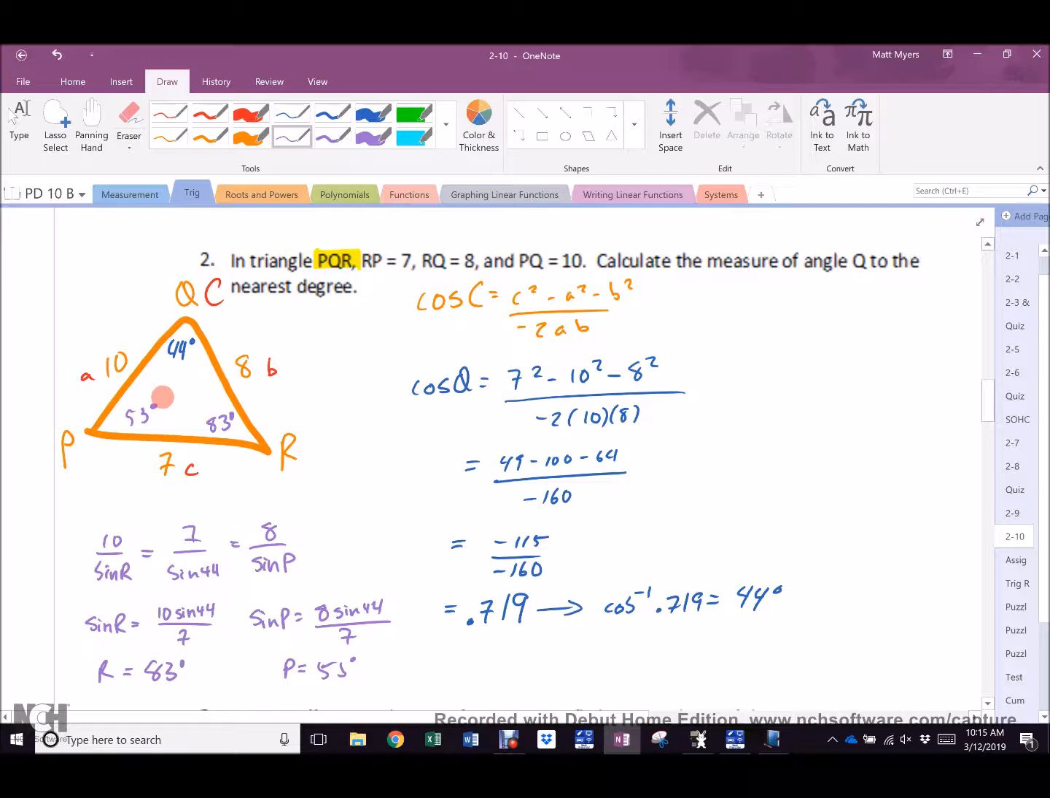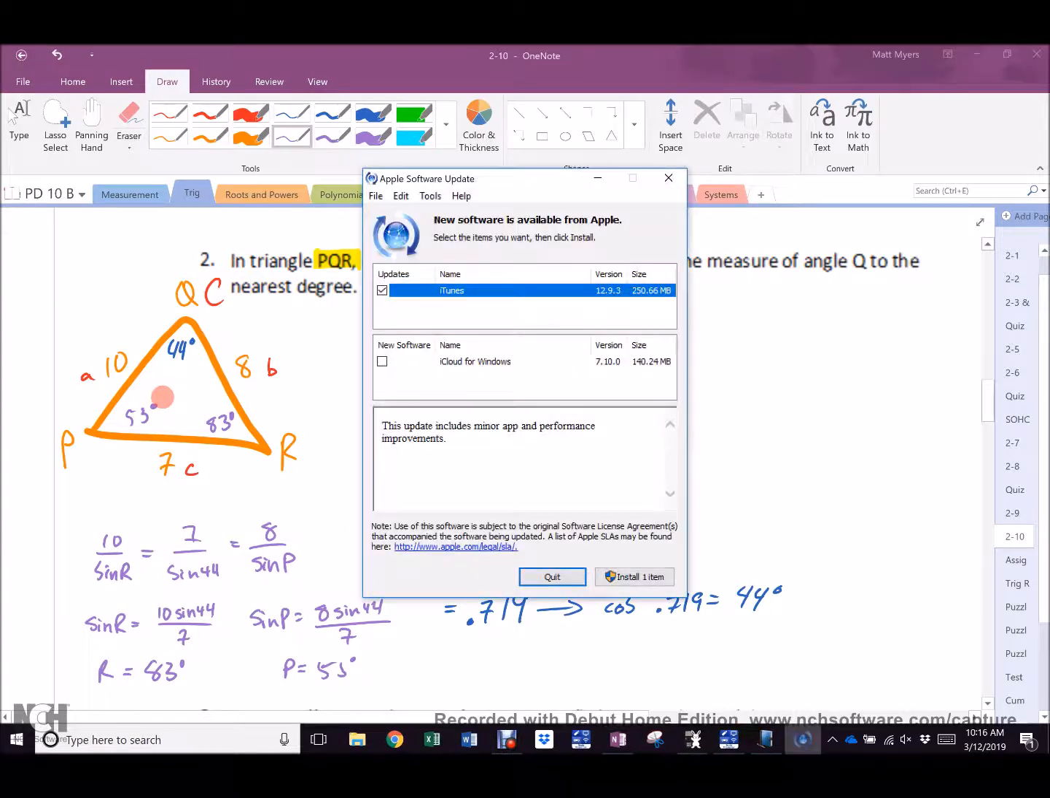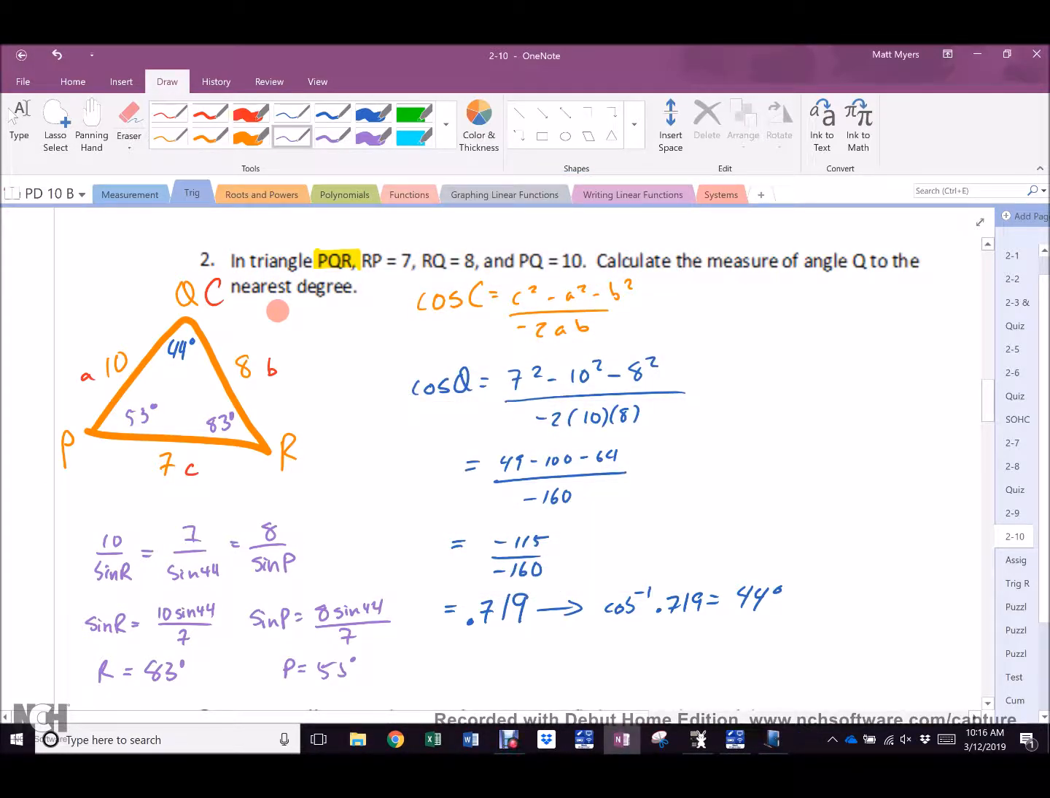Are we happy? Are we happy? Is my smallest angle across from my smallest side? Yes. Is my biggest angle across from my biggest side? Do my angles add up to 180? So we're happy. Everybody understand?